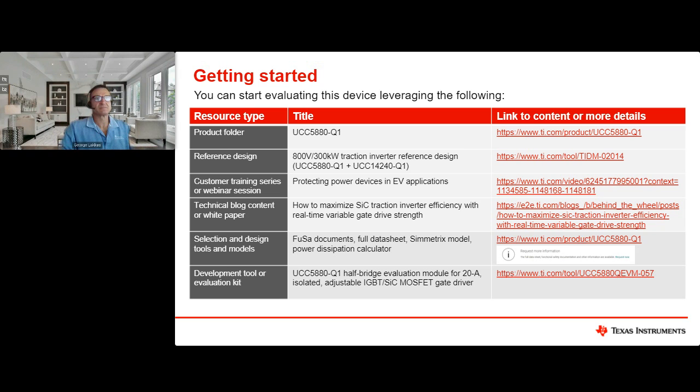Hey, George, I see a few questions located in the chat box. It looks like one user had asked, when would you want to have a weaker drive strength versus a stronger drive strength?